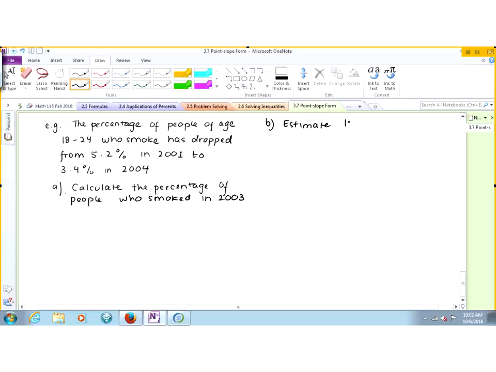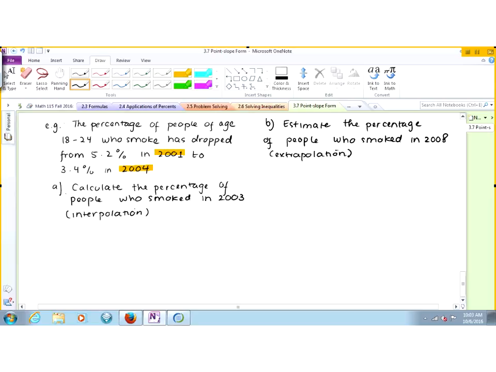B, estimate the percentage of people. When I'm referring to people, this is age 18 to 24, okay? Of people who smoke in 2008. So your data is 2001 till 2004. So what you're doing here for A is interpolation, because it is in 2003, right? What you're doing in B will be what? Extrapolation. Yeah. So estimate is extrapolation.